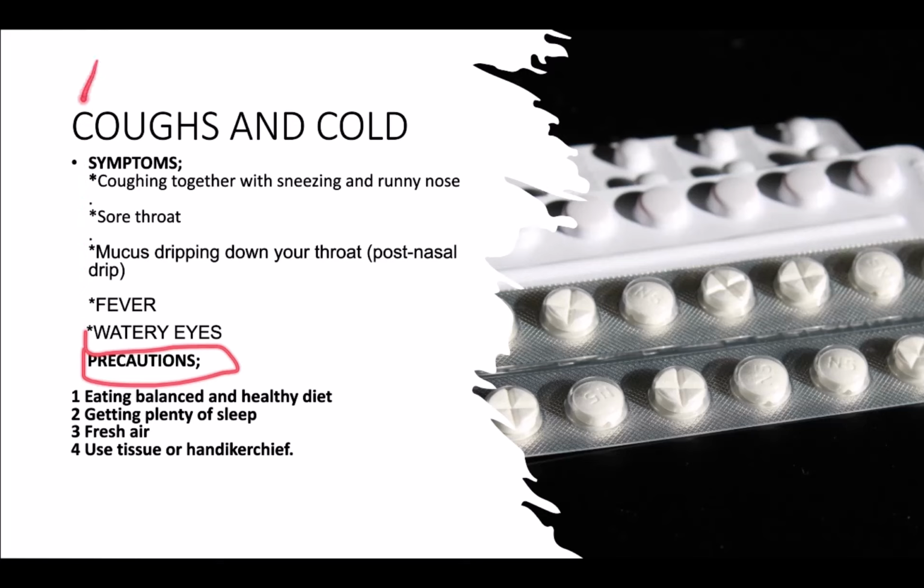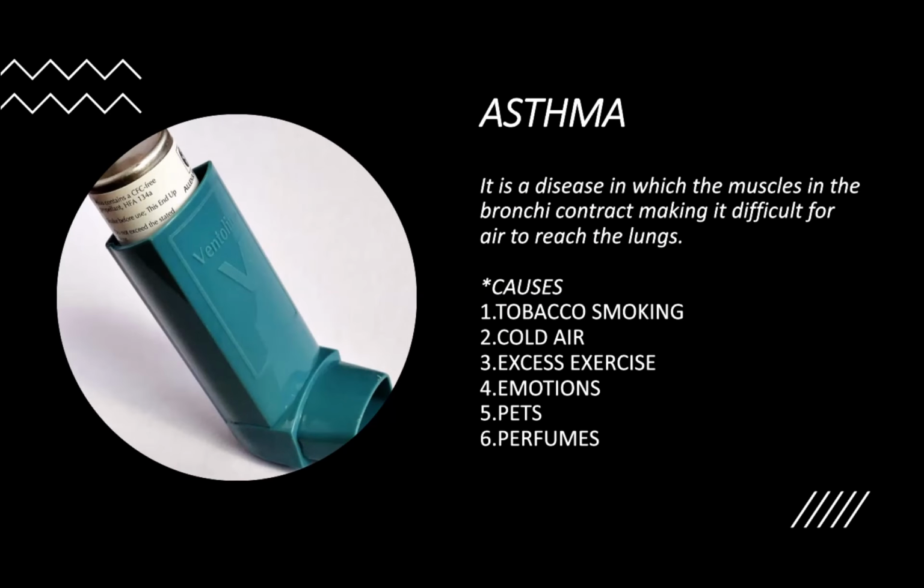Now, these are the precautions which can prevent you from coughs and cold. You have to eat a balanced and healthy diet. You have to get plenty of sleep, and you also need fresh air. And if you get a cough and cold, you have to use a tissue or handkerchief because sneezing can let out one lakh different germs, and they can be thrown out up to 10 meters. And you also have to take some liquids such as water and other juices.